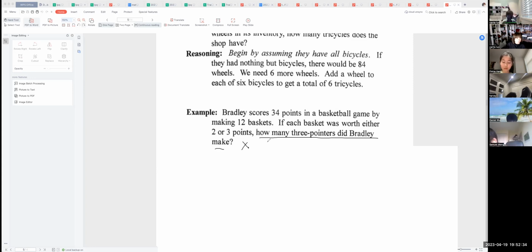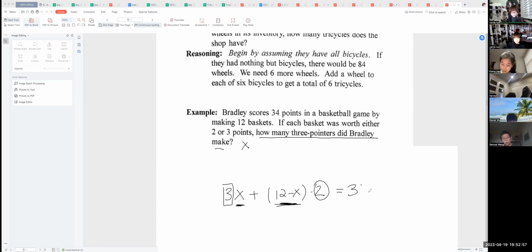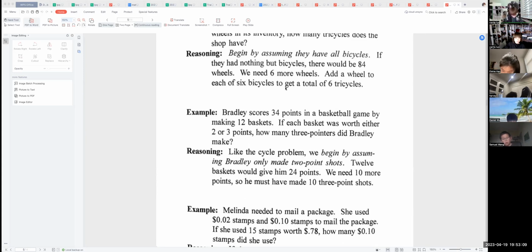Okay, good job. Chapter, very good. Chapter seems to like playing basketball too. So 3x plus 12 minus x times 2, right? So this is 3 points. This is how many 3 points they made. And this is 2 points. And this is how many 2 points the Bradley make. So altogether equal 34. So 3x plus 24 minus 2x equal 34. So x equals 10. Very good. So 10 points. So 10 3-pointer. Okay, Bradley is really good at basketball.